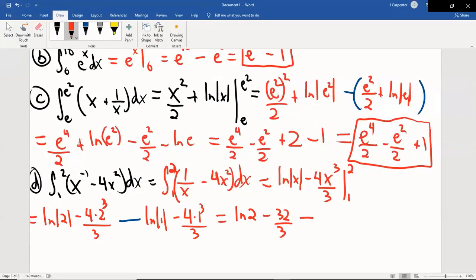And can anyone point out my mistake? I did this intentionally. This is where someone would say you didn't put parentheses around it. Remember, when you're subtracting your lower limit, you've got to make sure you put your parentheses around it.